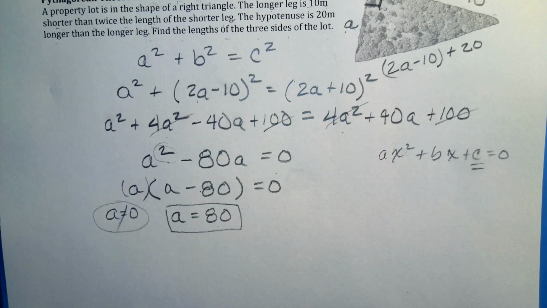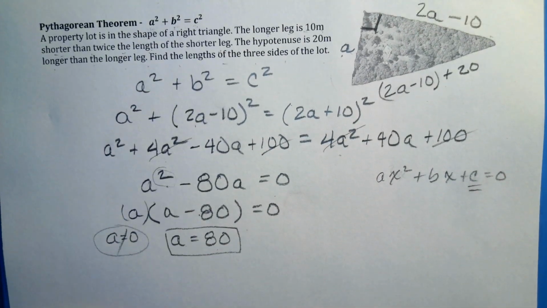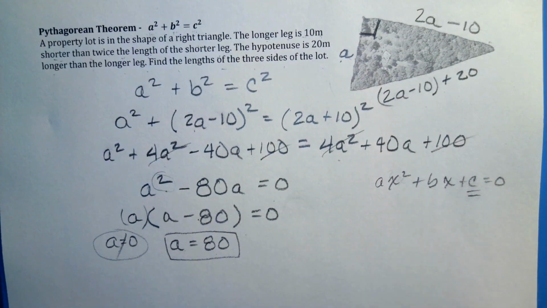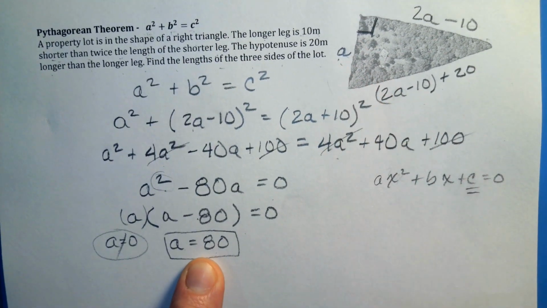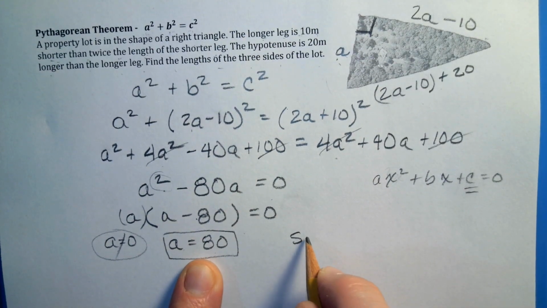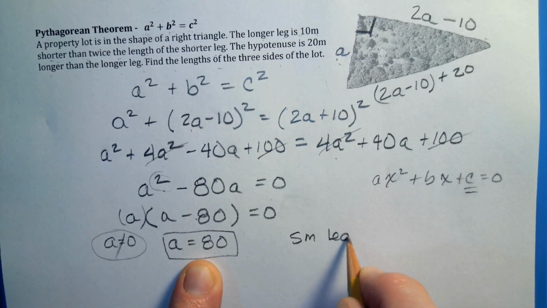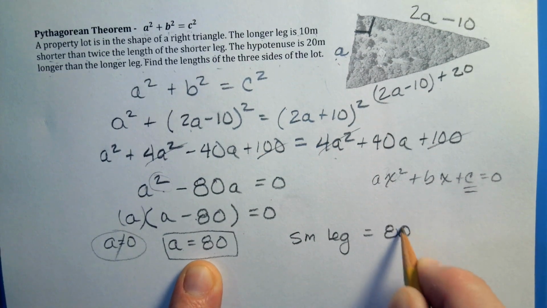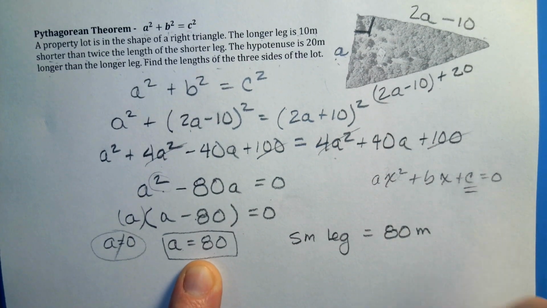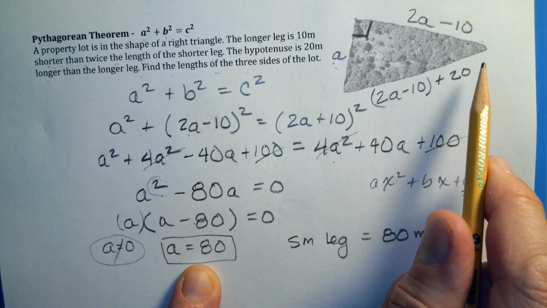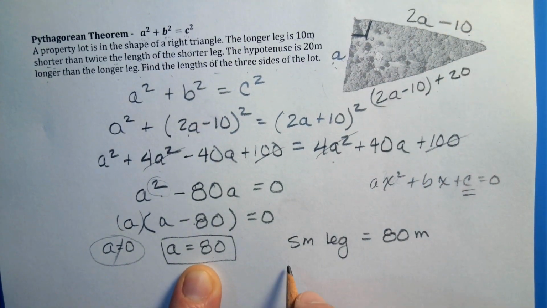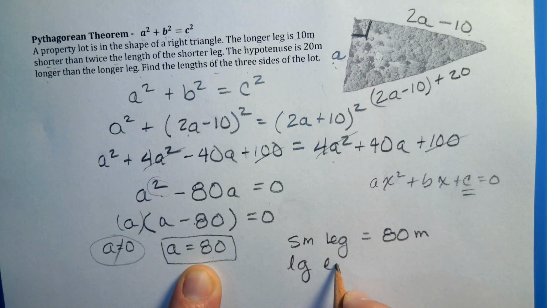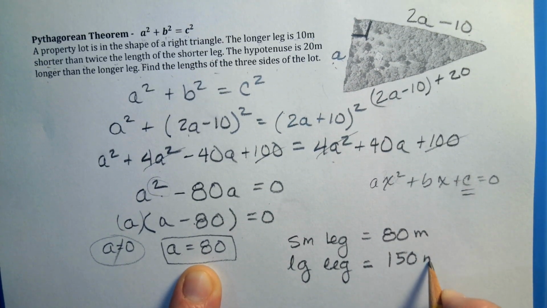Okay. And so now, did we answer the question? We want to. So we know what A is. So the short leg, let's do this. The small leg is 80 meters. All right. What's the longer leg? So we just plug that in. That's 160 minus 10. So the long leg is 150 meters.